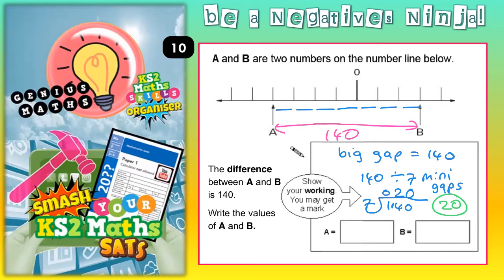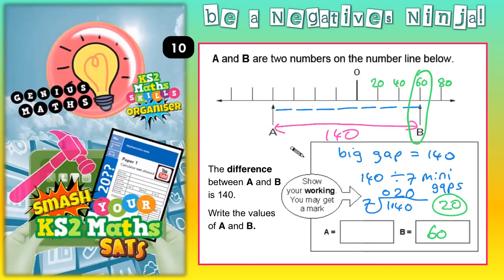So what this is telling us is that we're going up and down in 20s, up above 0 and below 0. So if we go above 0 first, up in 20s, this first line will be 20, 40, 60, 80. And already there you can see we've got the value of B. So the value of B is 60.